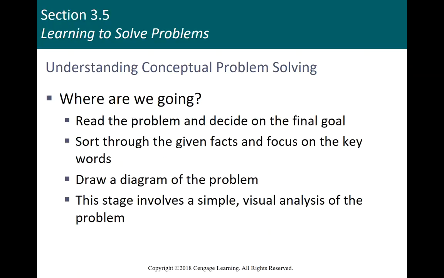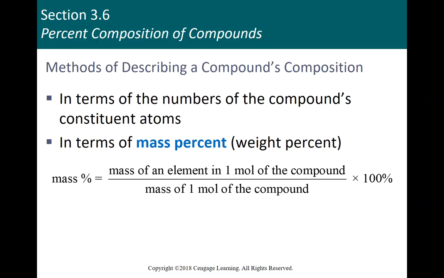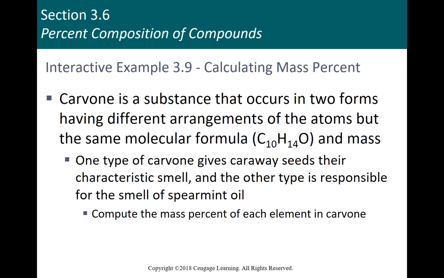So the steps we look at are: where are we going, how do we get there, and then does our answer make sense? Okay, so now let's look at percent composition of compounds. Percent composition is basically just figuring out how many parts of the whole and putting that in percent. So mass percent is the mass of an element in 1 mole of a compound divided by the mass of 1 mole of the compound times 100.